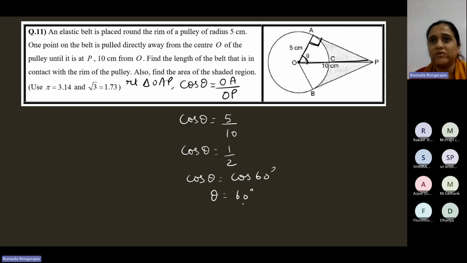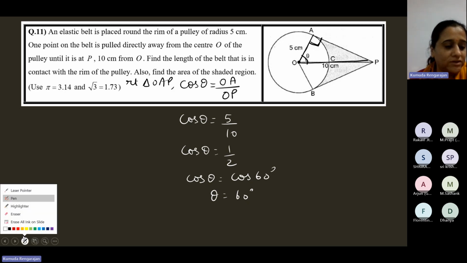So this is not at all difficult for you. But the thing is, you should think of trigonometry. For trigonometry, you need a right triangle. And in the right triangle, you should know any two things. Here the two things we know are OA and OP. So we connect those two knowns with the unknown theta. Very good. So like this, we found theta, and we found the sector angle, 120 degrees.